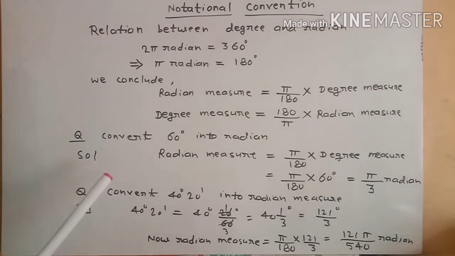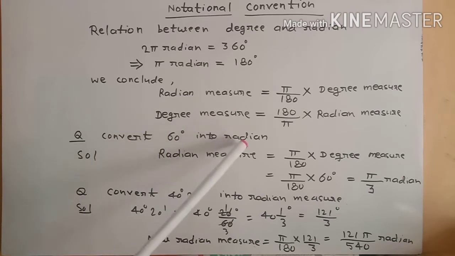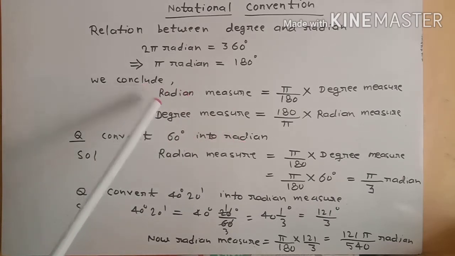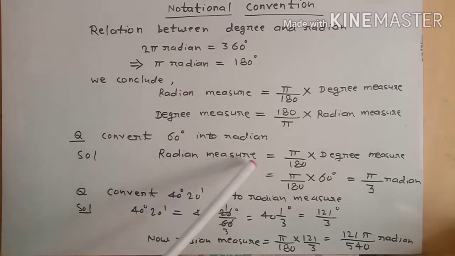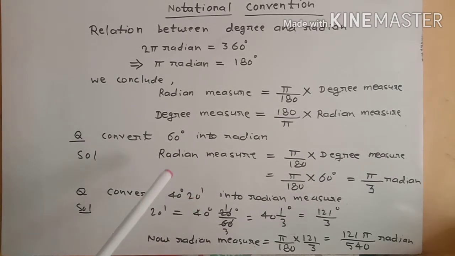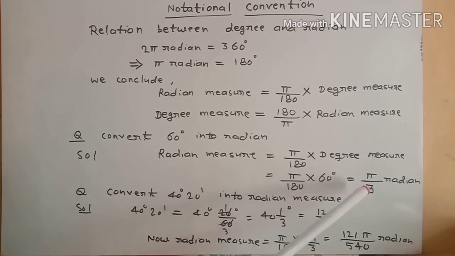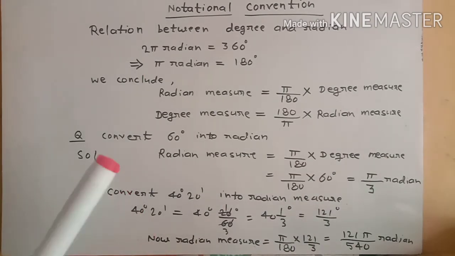Let's try to understand with a question: convert 60 degree into radian. Here you have to change degree into radian, so use the first formula. Write the first formula here, radian measure equal to pi by 180 into degree measure. In my question, degree measure is given as 60 degree, so in place of degree measure, write 60 degree here. Now 60 and 180 are divisible by 3, so you get the answer, pi by 3 radian.